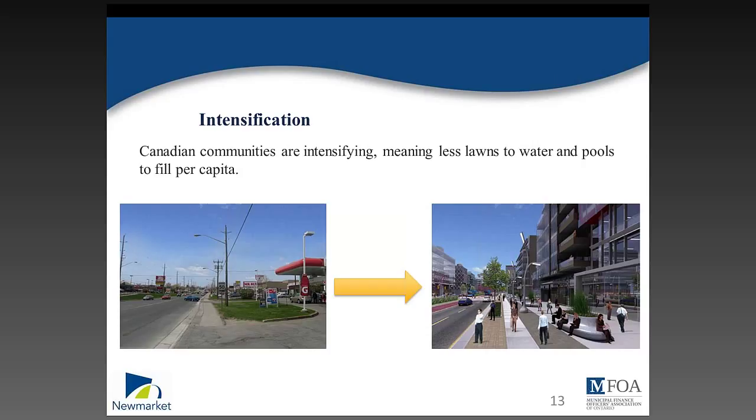The third idea is intensification. Some communities are intensifying in pursuit of having a better urban lifestyle, while others are being pushed by the province to intensify through the Places to Grow Act and/or the Greenbelt. Either way, communities are intensifying, meaning less lawns to water and pools to fill per capita. And in case you're curious, the slide here is showing what Davis Drive in Newmarket looks like now and what it's supposed to look like in 2051. Big change.